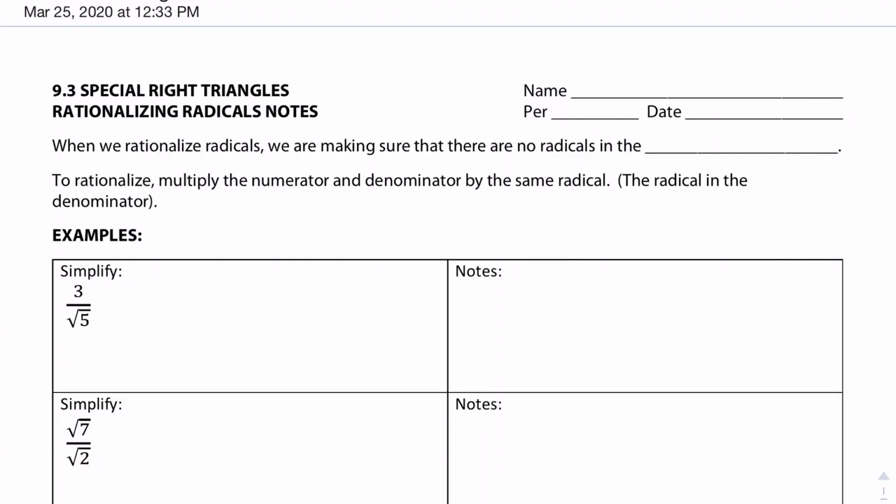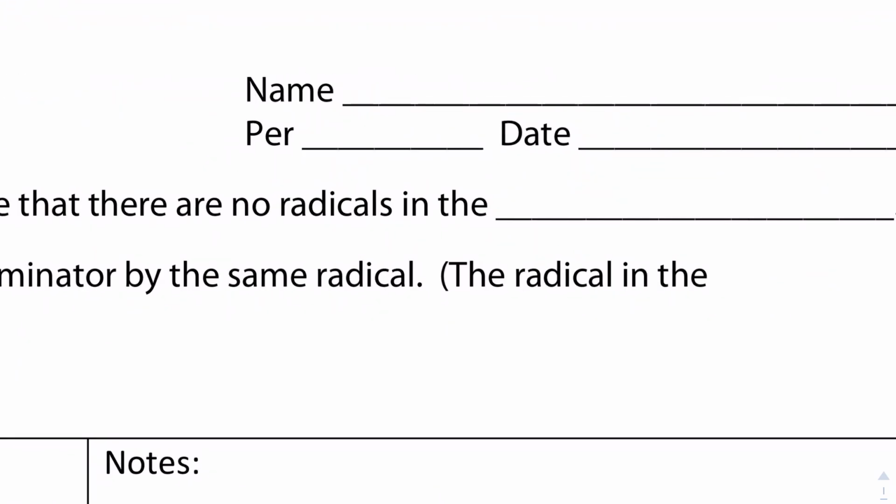All right, everybody, here we go. Rationalizing radicals. So, when we rationalize radicals, basically what we're doing is we're making sure that there are no radicals in the denominator. And hopefully you remember.